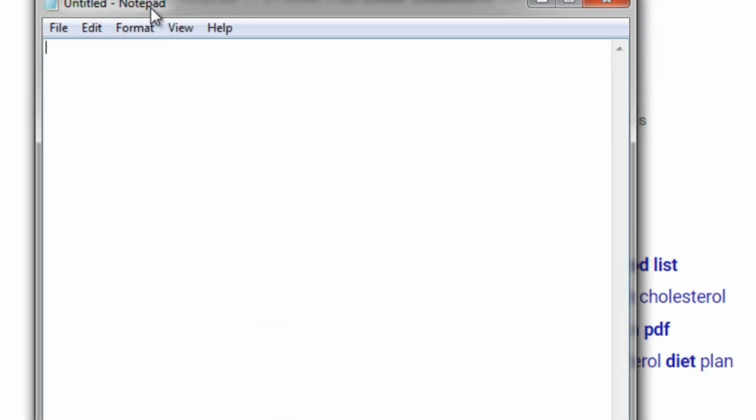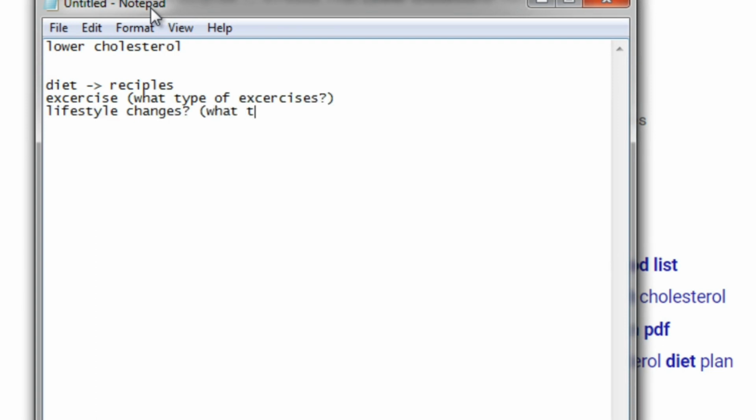So let's just create a notepad here. So lower cholesterol. And within that, we can see diet. We can see recipes, which of course fits into diet. We can see exercise. You can ask yourself what type of exercise, lifestyle changes, what type of lifestyle changes. So as you're beginning to type these out, ask yourself questions that other people would ask, like what type, or what if, or why, or how, or when. So who, what, when, where, how kind of thing.